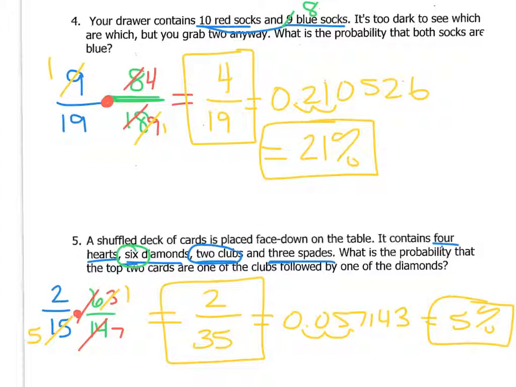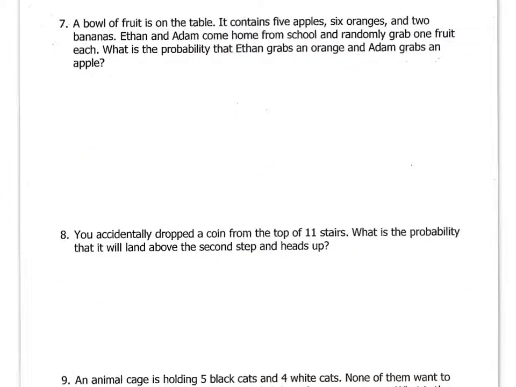All right, let's take a look at the next one. It says a bowl of fruit is on the table. It contains 5 apples, 6 oranges, and 2 bananas. Ethan and Adam come home from school and randomly grab 1 fruit each. What is the probability that Ethan grabs an orange and Adam grabs an apple?